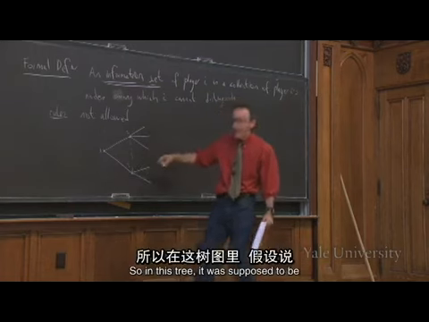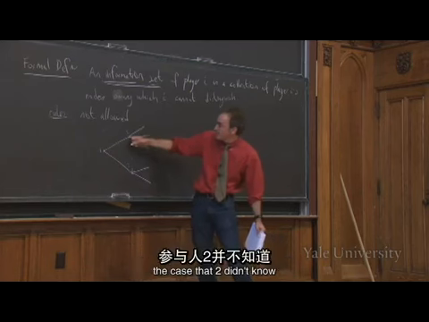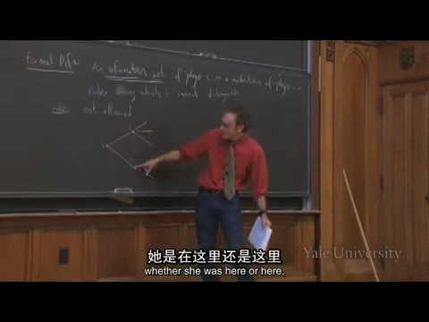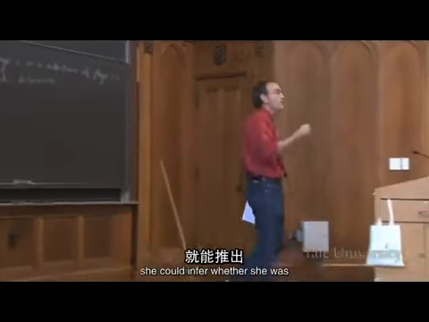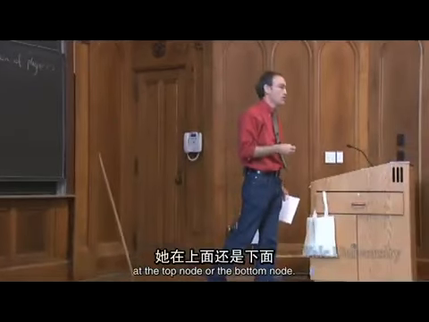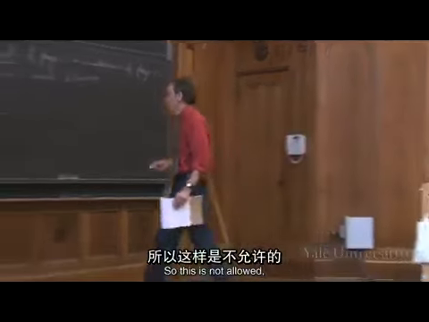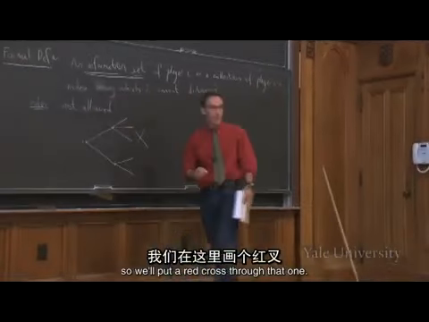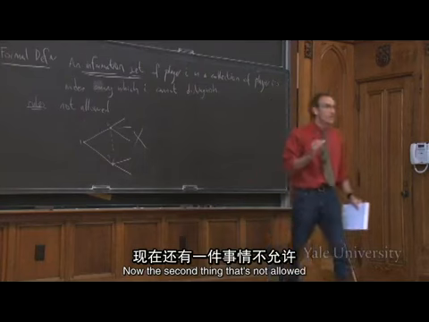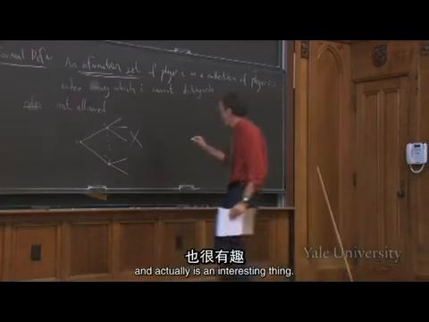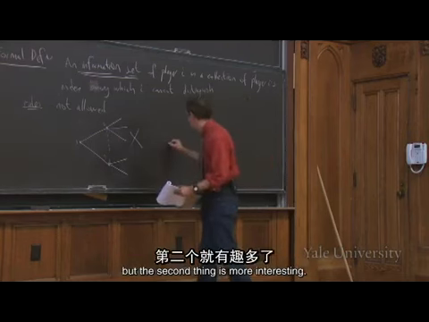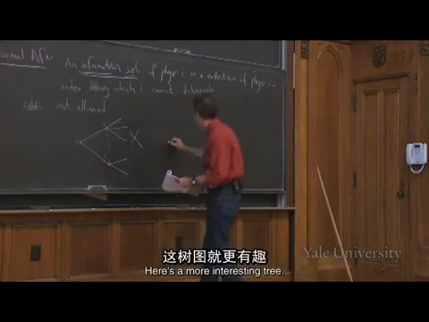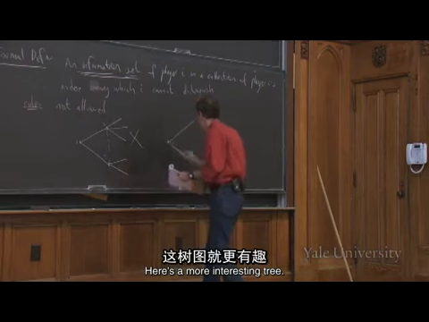Right? So in this tree, it was supposed to be the case that 2 didn't know whether she was here or here, but merely by observing how many choices she has, she could infer whether she was at the top node or the bottom node. So that can't make any sense. So this is not allowed. So we'll put a great cross through that one. Now the second thing that's not allowed is a little bit more subtle, and actually is an interesting thing, and this is just kind of bookkeeping, but the second thing's more interesting. So let's have a look at it. Here's a more interesting tree.